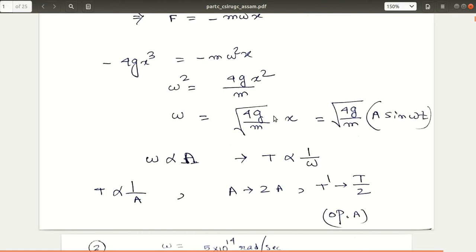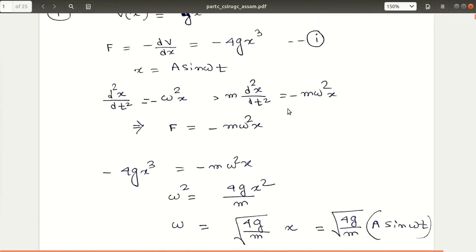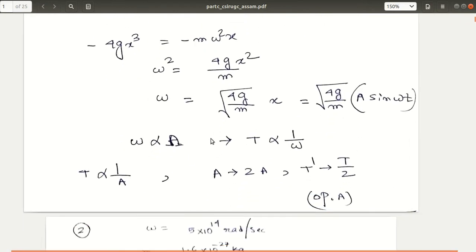So omega is proportional to x, and x is basically a sine omega t. So omega is proportional to a, which is the amplitude. And T is proportional to 1 by omega, because as you know T is 2 pi by omega. You already know that. So T is proportional to 1 by omega, and as omega is proportional to a, T is proportional to 1 by a.